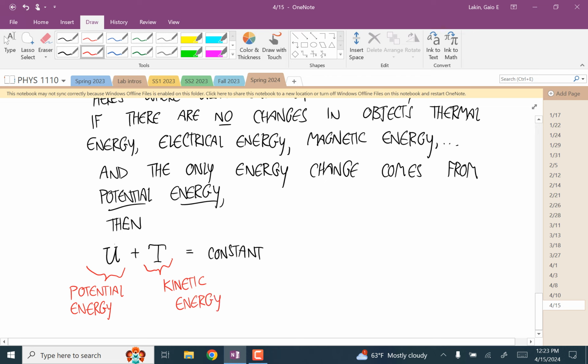And that's not saying that neither one of these changes. You can get changes in potential energy, but if the potential energy goes up, the kinetic energy has to go down. And if the potential energy goes down, the kinetic energy has to go up. Okay? And we can calculate changes in speed based on this relationship.